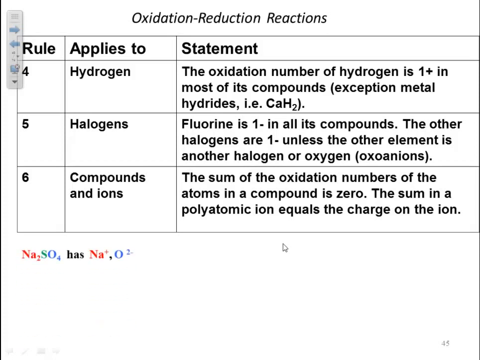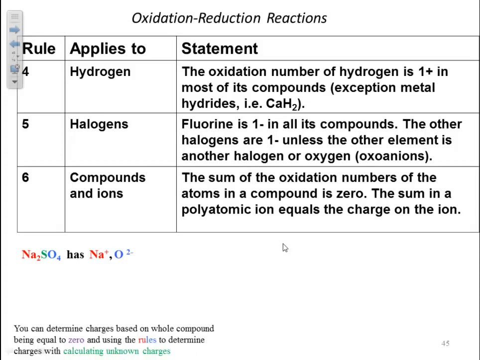Let's look at sodium sulfate. We know by the rules that sodium is a +1 because of the monatomic charge, group 1, and we know the oxygen is a -2 since it's not part of a peroxide. But how do we figure out the sulfur? You can determine charges based on the whole compound being equal to 0. So we can say sodium sulfate is all equal to 0 and solve for the sulfur, using the rules to determine the charges while calculating the unknown charges.